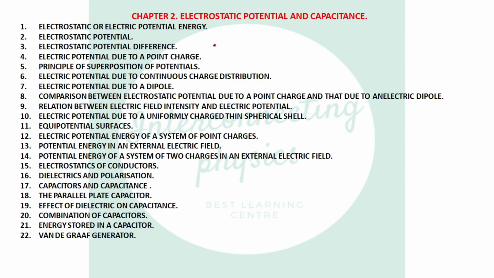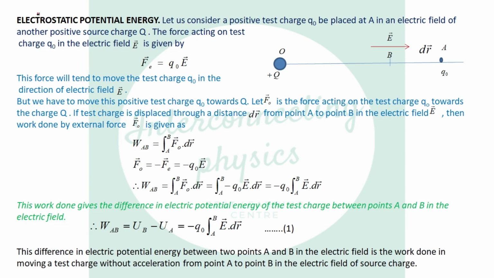So you see here, we have already finished the first chapter of class 12 physics, that is electric charges and fields. Today, we are going to start the second chapter, that is electrostatic potential and capacitance. These are the topics which are to be covered in this chapter. But since the chapter is very lengthy, we will cover only a few topics of this chapter today. So let's start. So what is electrostatic potential energy?